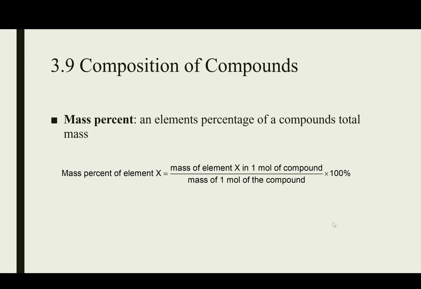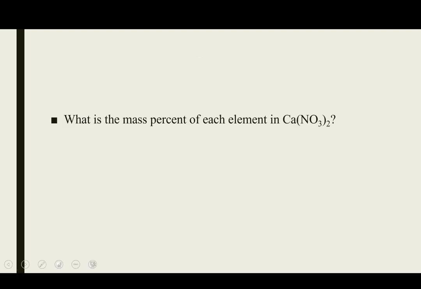Mass percent or percent composition is an element's percentage of a compound's total mass. So to find mass percent of an element, you take the mass of that element divided by the total mass of the compound, multiply by 100. So what is the mass percent of each element in calcium nitrate?